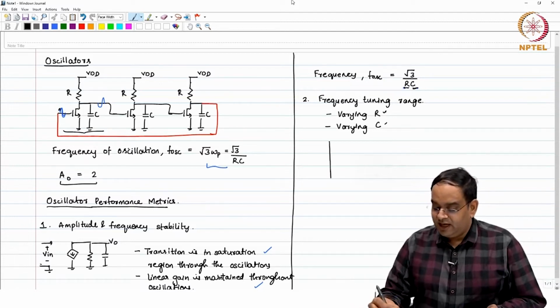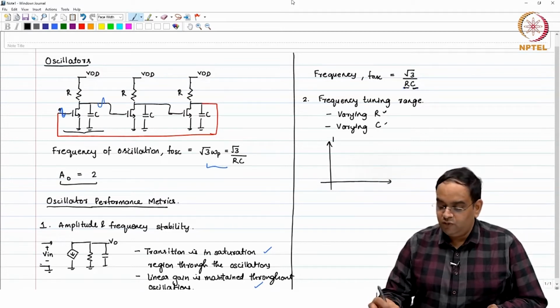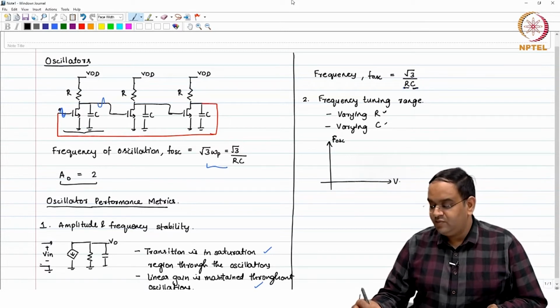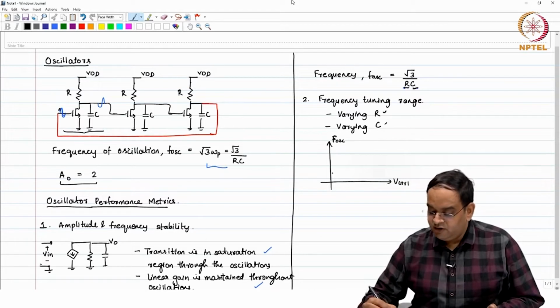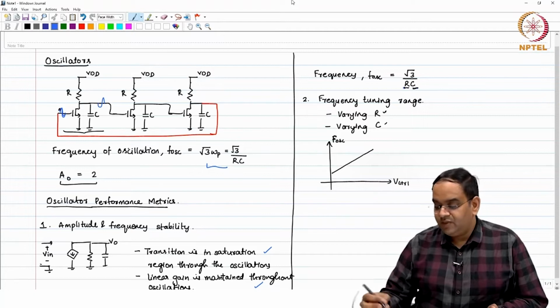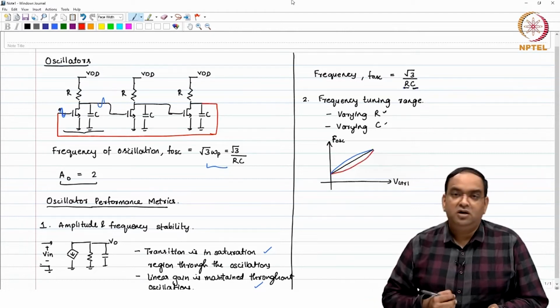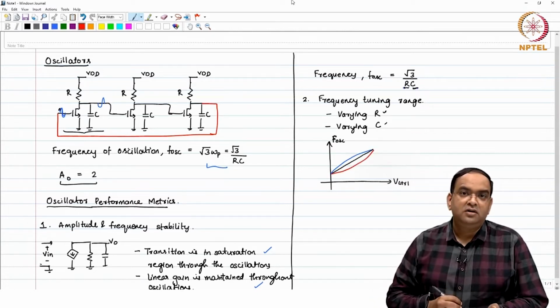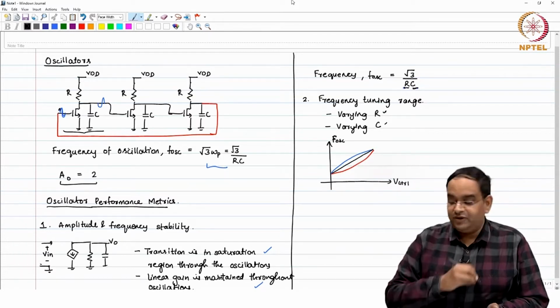So, what we are looking at is the following: with respect to your output frequency, with respect to your control, now this can be V control or I control, voltage or current control. Ideally, we want a linear relationship, but depending on how you are controlling, you may see a non-linear or some other kind of relationship between the control voltage or current and the output frequency.